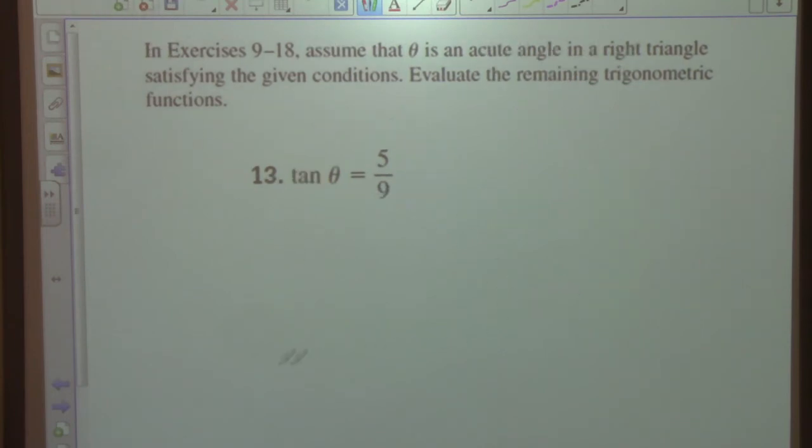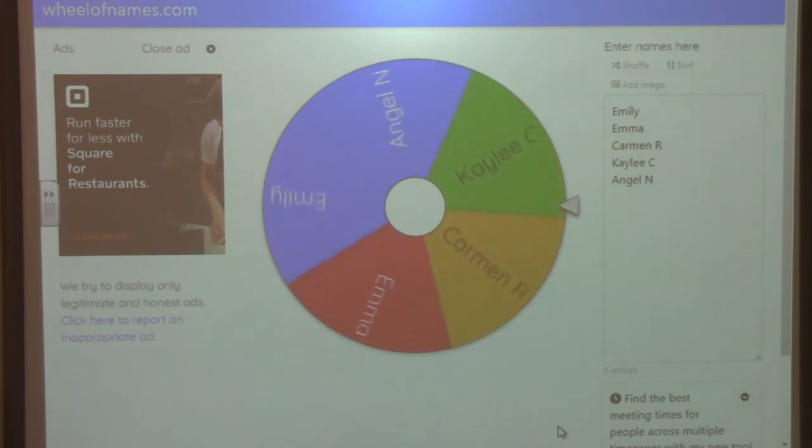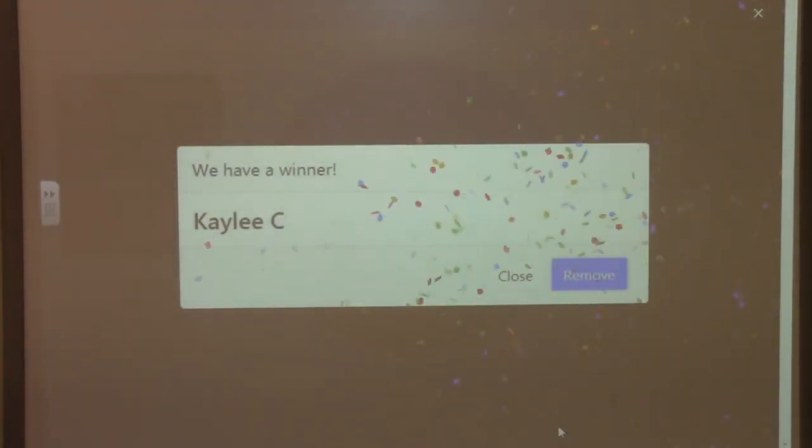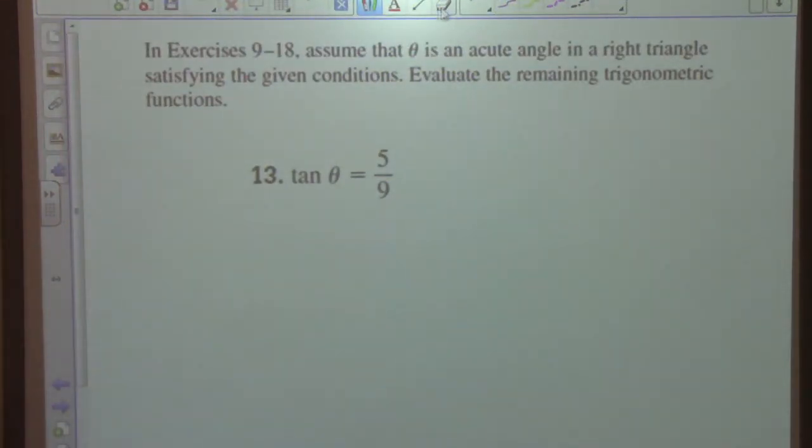Let's go to number 13. In number 13, our worker is going to be Angel, I think I'm doing track. Kaylee, Angels, Kaylee, or is it Angel? Kayla. Kaylee. All right. Hey, did I get you that? Maybe. 106.